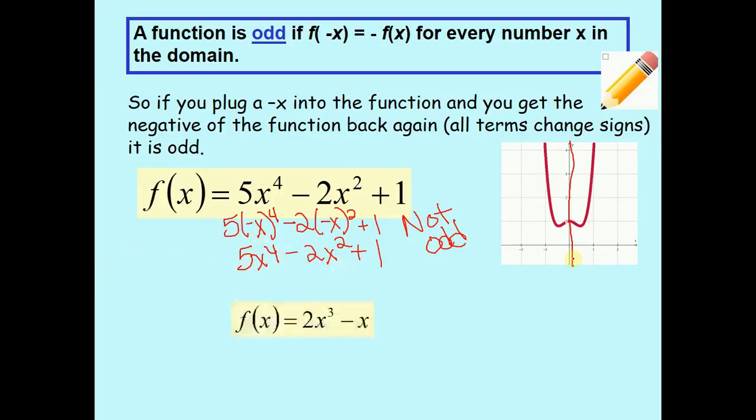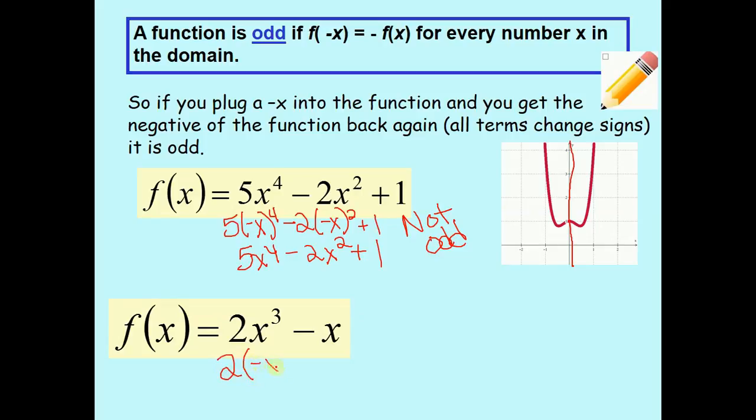So let's take a look at another one here. I have f of x equals 2x cubed minus x. Let's plug in our negative x here. So I get 2 times negative x cubed minus negative x. Just like how I had my even powers, my odd powers are going to keep that negative with them. So I'm going to get negative 2x cubed, and that's going to be a plus x, right? Double negative. Notice, 2 became negative, negative x became positive. All the signs changed, nothing else. No numbers changed, nothing else, just the signs. This is an odd function. All the signs have changed. If only one changes, that's not odd. All of them have to be changing for it to be odd. It's odd that they all changed in the function.